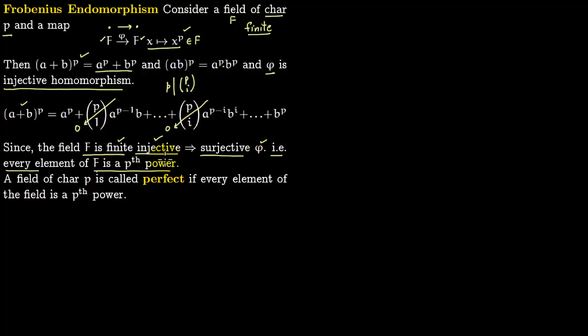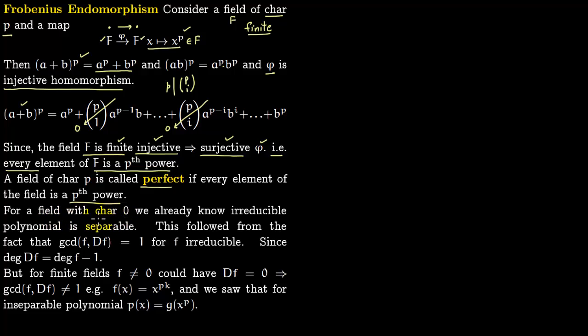This leads us to a definition of a perfect field. A field of characteristic p is called perfect if every element of the field is a pth power. Just like here, in this case every element is a pth power. Again, this results from the map x to the power of p being surjective.